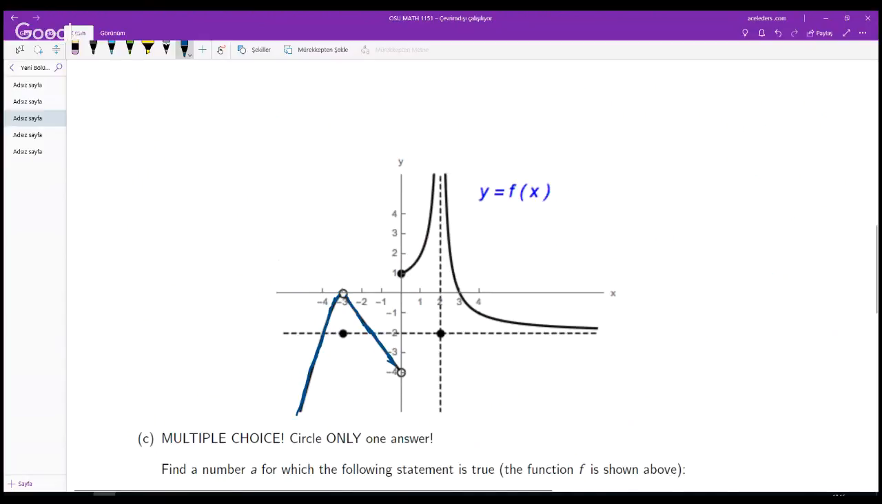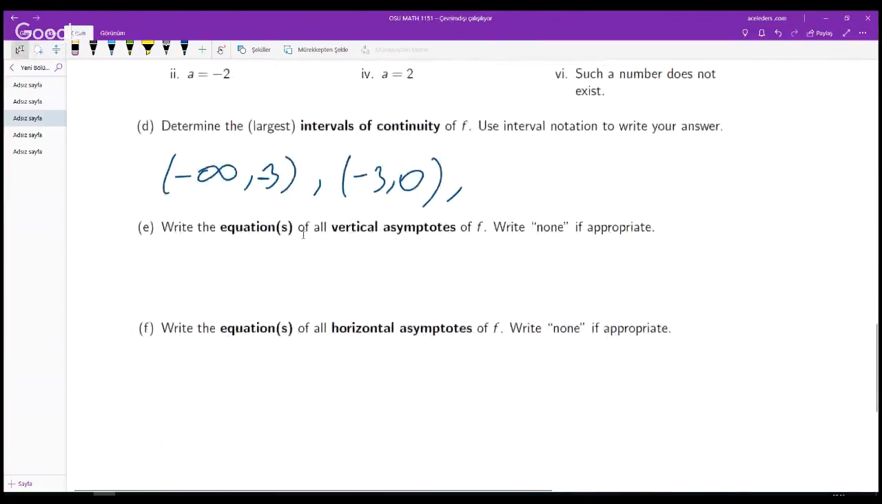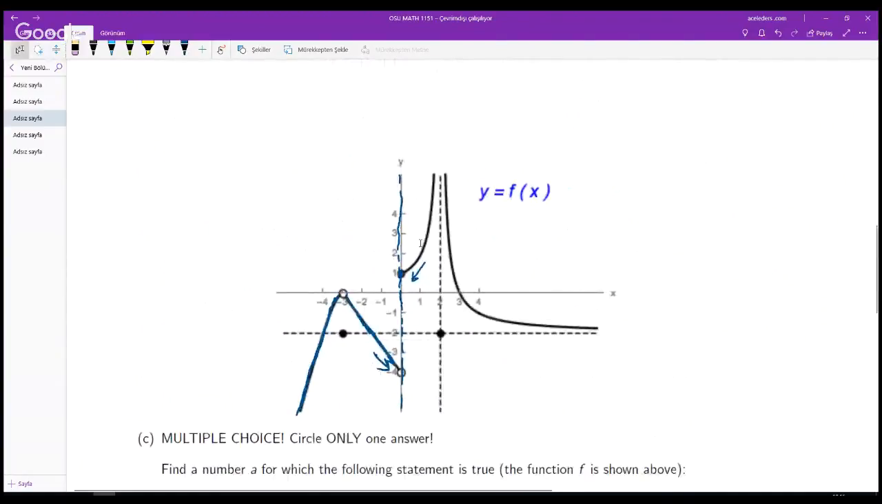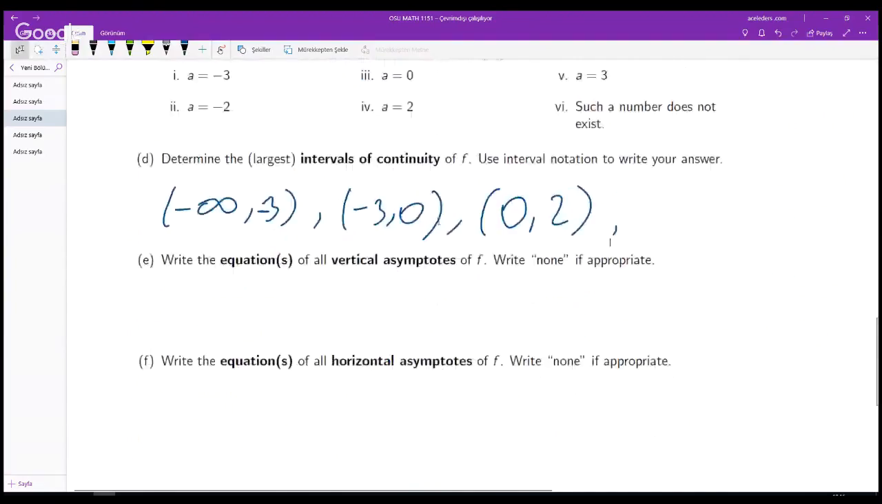So I check the function when x is 0. As you can see, the right-handed limit and left-handed limit are not equal. So the function value is here, but the left-handed limit is here. Of course, the function is not continuous at 0. Therefore, rounded brackets, 0 is not included. And of course, the fourth one is 2, positive infinity. Okay?